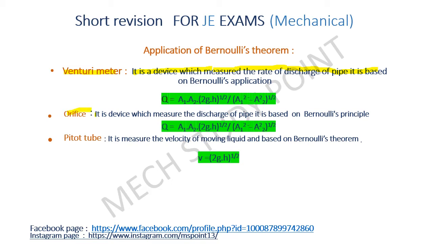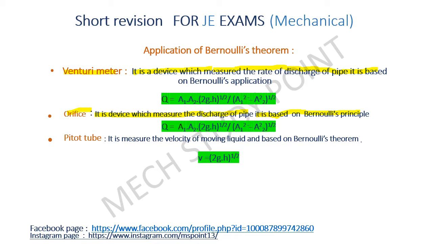Orifice is also a discharge measurement device, which measures the discharge of a pipe, and it is also based on Bernoulli's theorem. The calculation of discharge through the orifice: Q is equal to A1 A2 into root of 2GH upon under root of A1 square minus A2 square. So it is the same discharge formula for the orifice and the venturimeter.